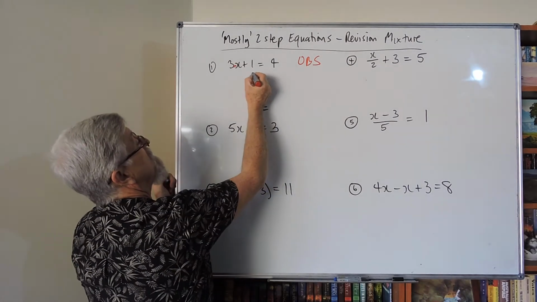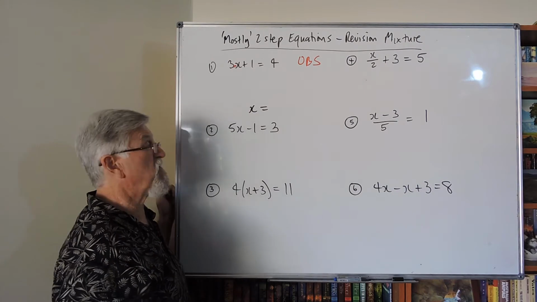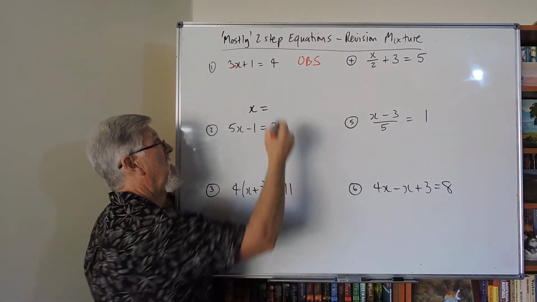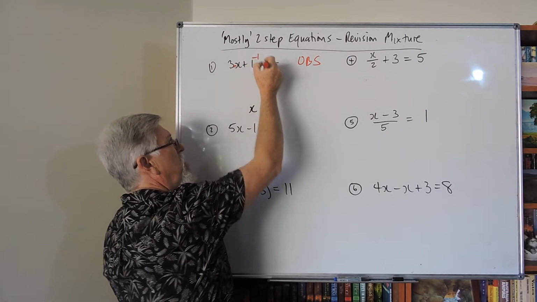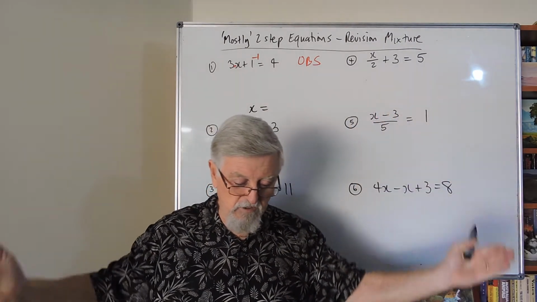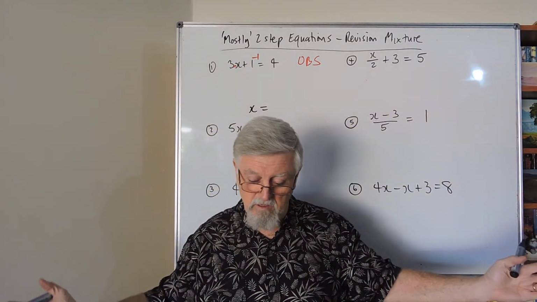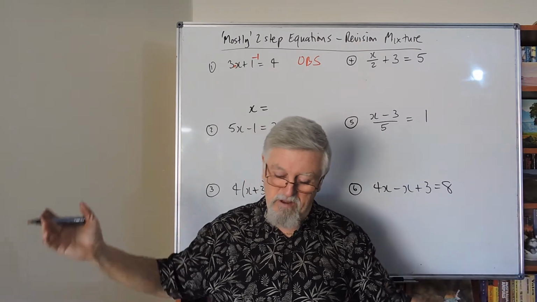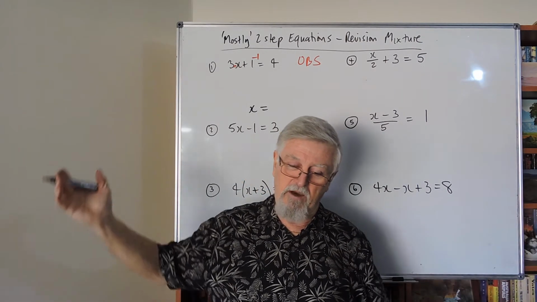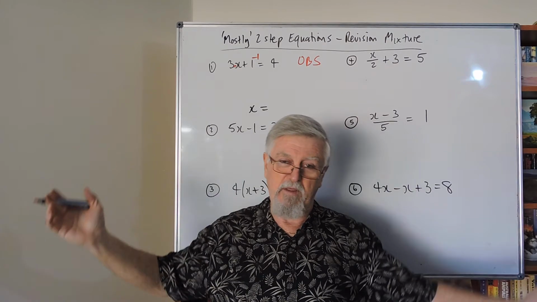So let's get rid of the plus 1 first because it's easier to move. It's not doing multiplication and division. So how do I get rid of the plus 1? I minus 1 from this side to balance up the scales. If I minus 1 from this side, it's 1 lighter. If it was kilograms, it would be 1 kilogram lighter, and so that side would go up. To balance it up, we're going to minus 1 from the other side.